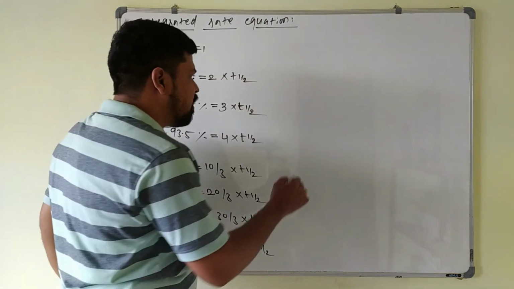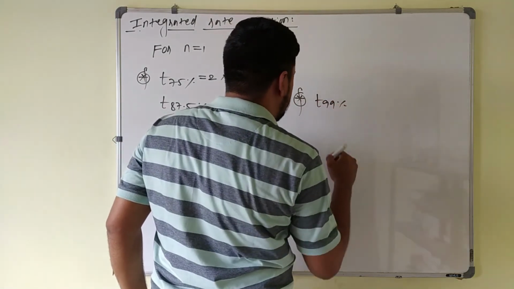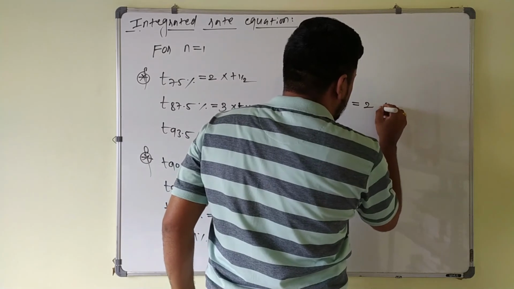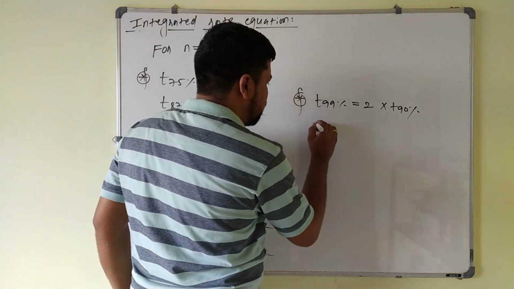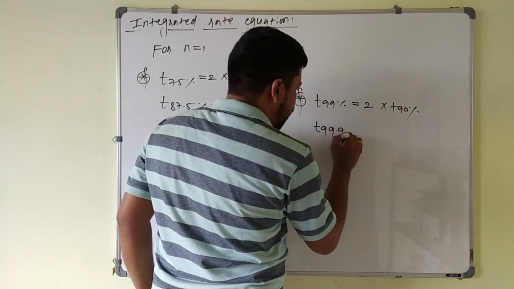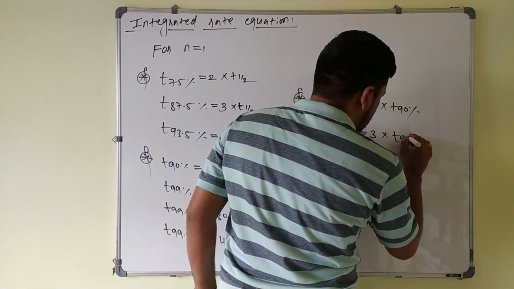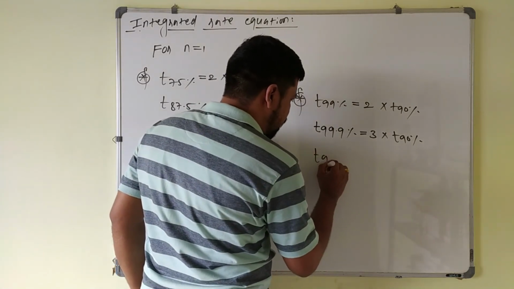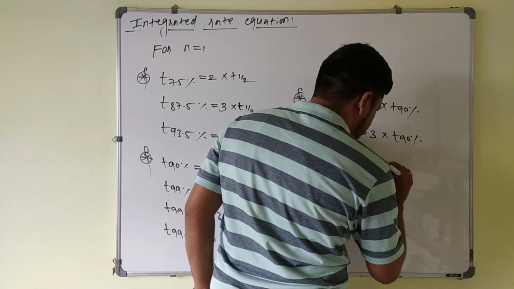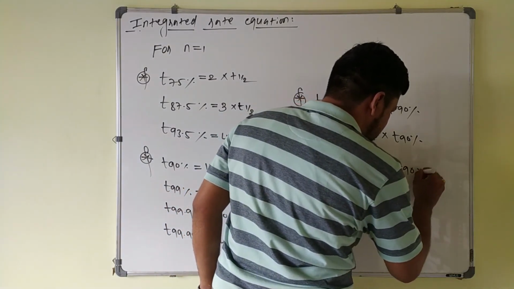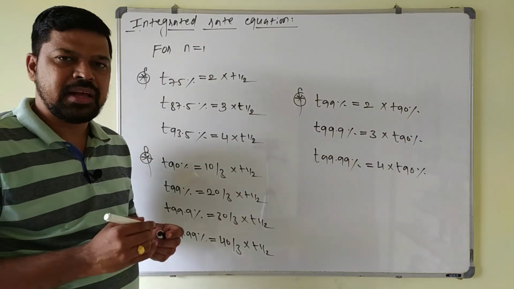You can use them. Similarly, time required for 99% completion of first order reaction is equal to 2 into time required for 90% completion. Next, similarly, time required for 99.9% is equal to 3 into T90. Time required for 99.99% is 4 into T90. So these are some direct results. You can use them to solve problems in competitive exams. Next one.